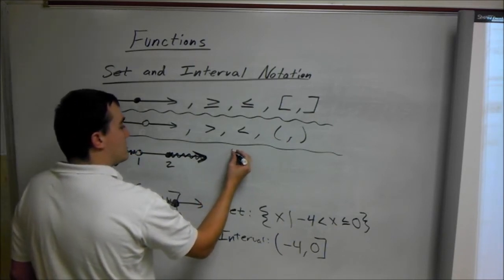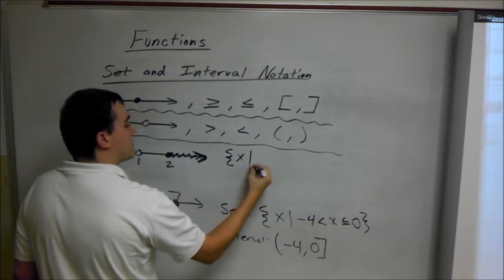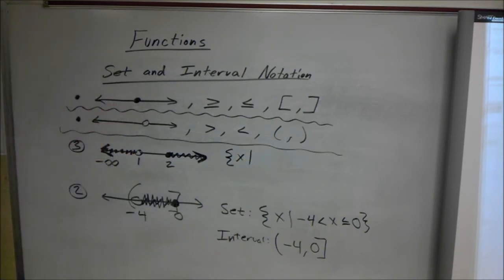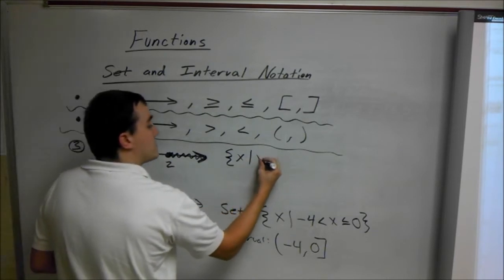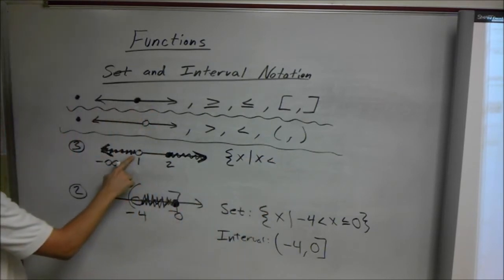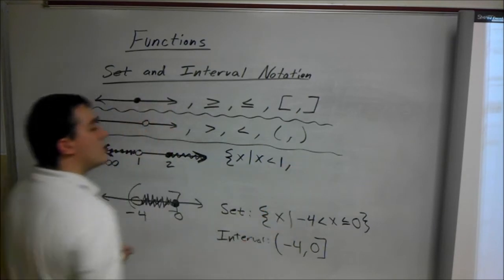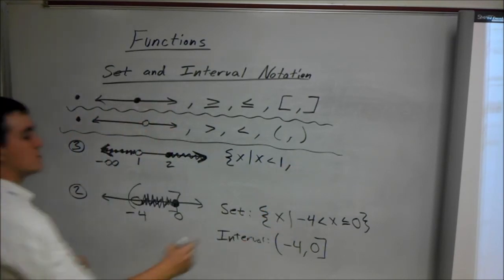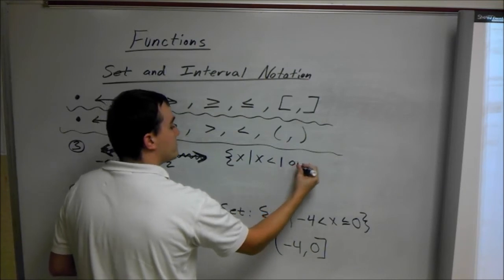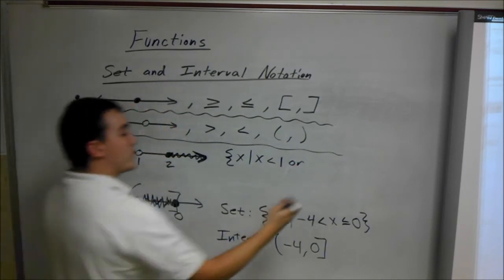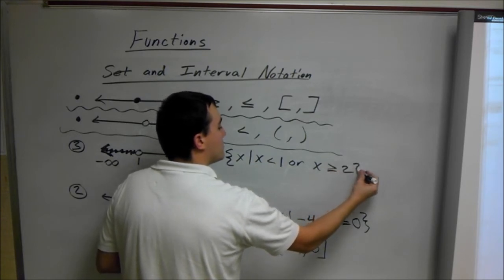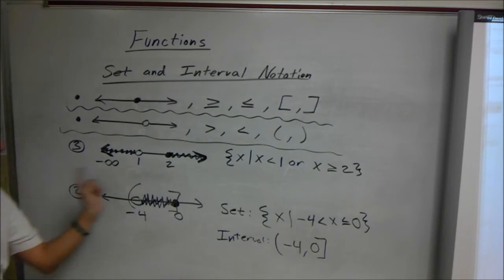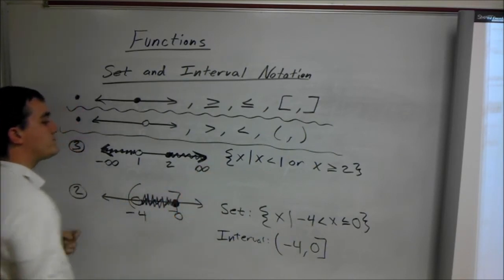For set notation, x exists. Well, here, x is everything smaller than 1. And it's not including 1 either. So, it's x is less than, not equal to, 1. Or, I like to use or here, x is everything greater than or equal to 2. And we know 2 is going on and on forever to infinity.